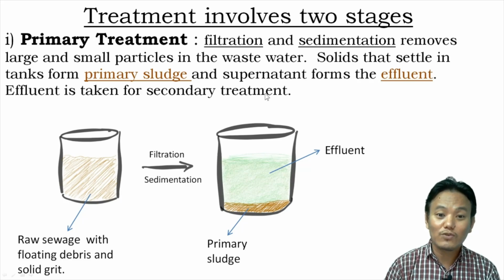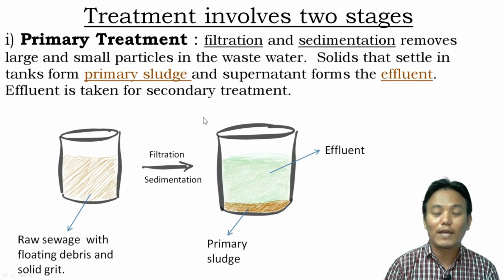During the secondary treatment process, the organic matter present inside the effluent will be removed so that it becomes safe to be released into water bodies. Now, throughout the primary treatment process, we haven't seen the role of microorganisms.